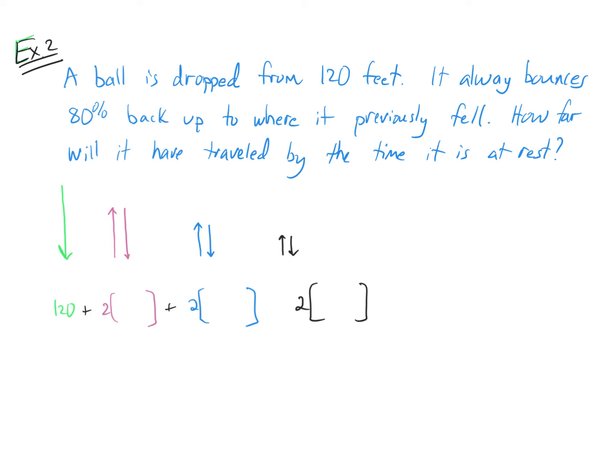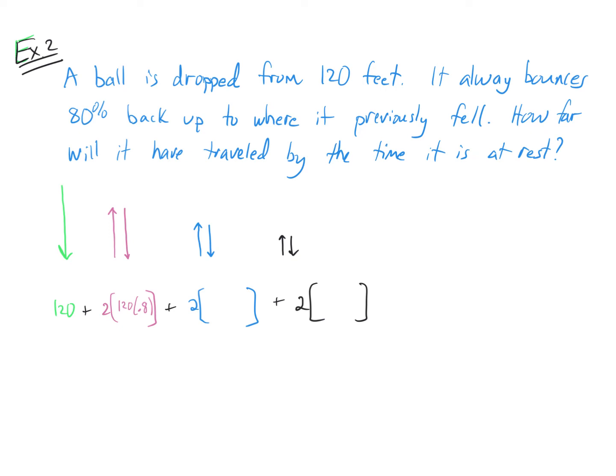So let's go ahead and represent what these distances are. First fall was 80% of 120. So let's write that out. 120 times 80%. You don't need the 0, so I'll stop there.